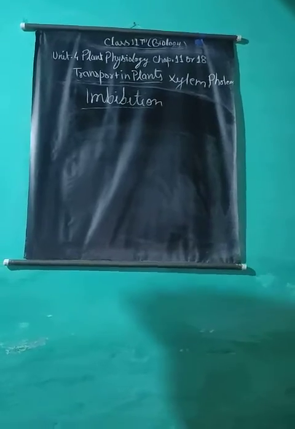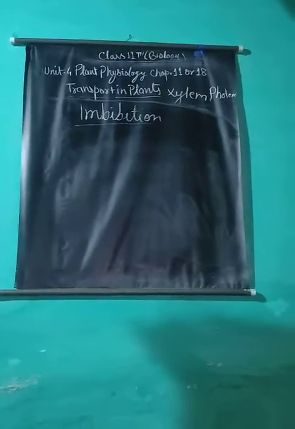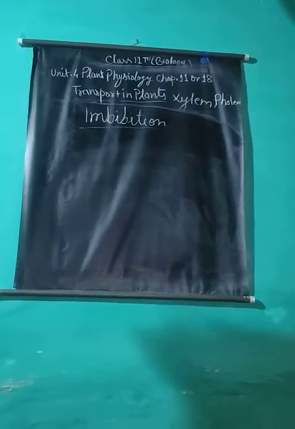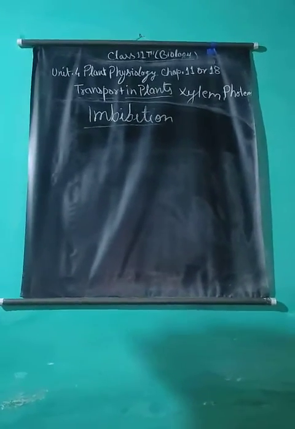The pressure developed through imbibition is known as imbibition pressure. Due to differences in imbibition pressures, the capacity of imbibition differs among substances. This capacity is higher in protein, followed by starch and cellulose respectively.